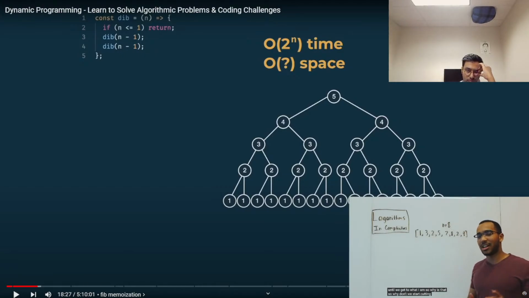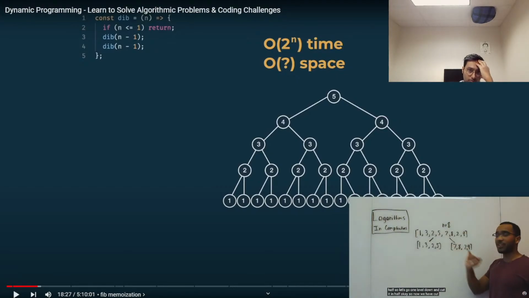So why don't we start cutting it down in half? Let's go one level down and cut it in half. Okay, so now we have cut the input once.